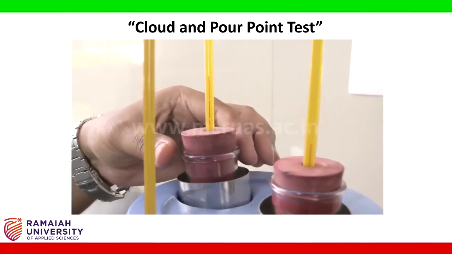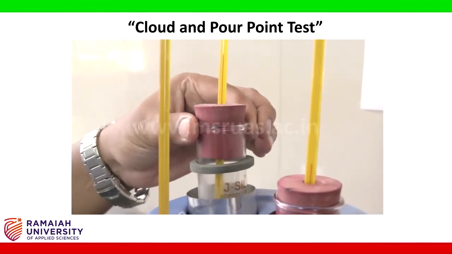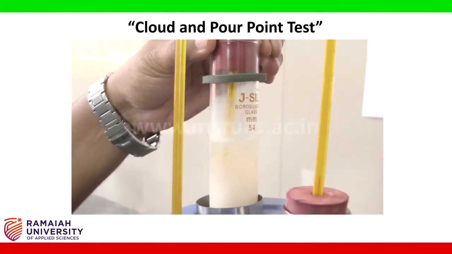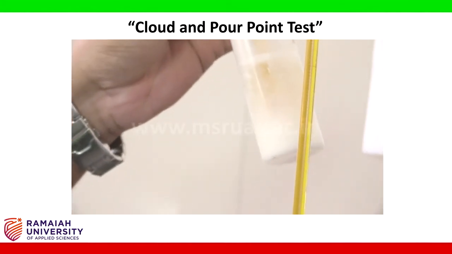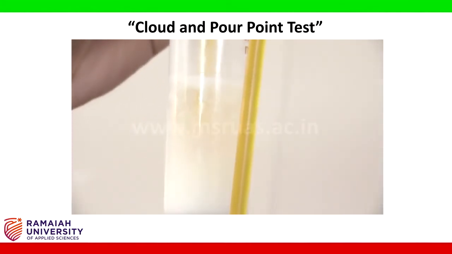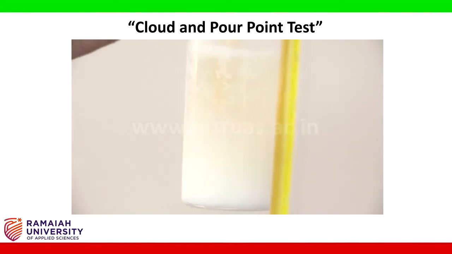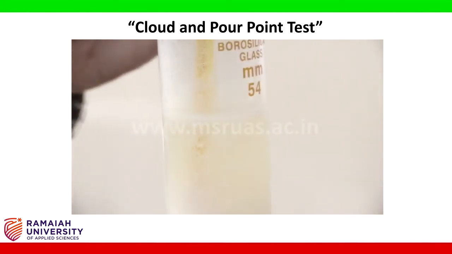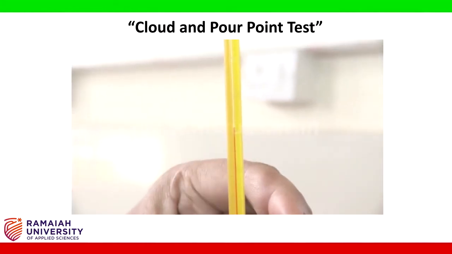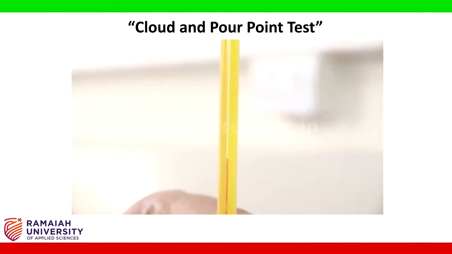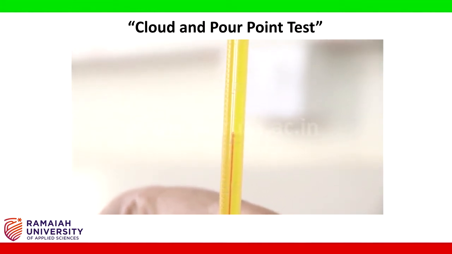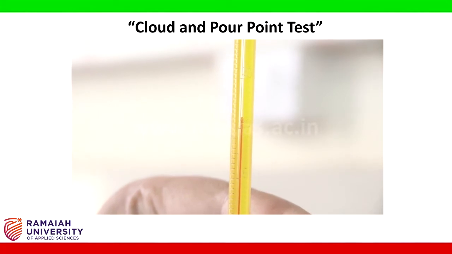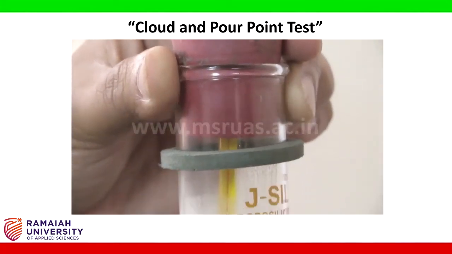Now we'll check for pour point for the sample of coconut oil. I think you can see there is actually the pour point, and you can look for the temperature. It's around 22 degrees centigrade. Note down this as a pour point temperature for coconut oil.